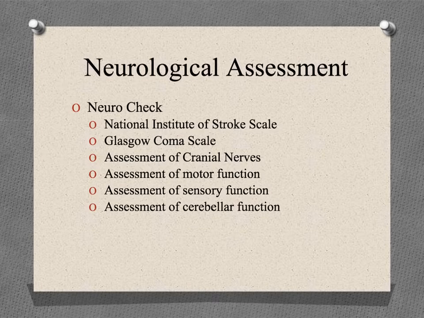The rest of the assessments here are part of a neurological assessment. Cranial nerve assessment usually includes looking at PERLA: looking at pupil constriction, whether the pupils are equal, round, regular, and react to light and accommodate.